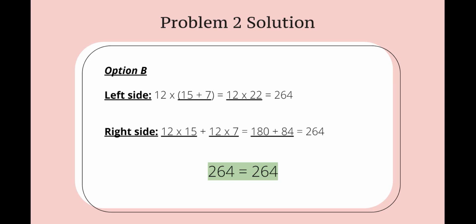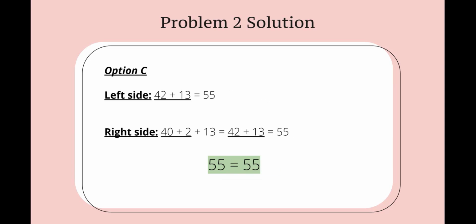Now we solve the right side. This side does not have brackets, so we follow BODMAS, knowing that multiplication comes before addition. So we first multiply 12 times 15 to get 180. Then we multiply 12 times 7 to get 84. Next in BODMAS comes addition, so we add 180 and 84 to get 264. Both sides of the equation are equal, so this option is correct, and thus not the answer to the problem because we're looking for an incorrect equation.